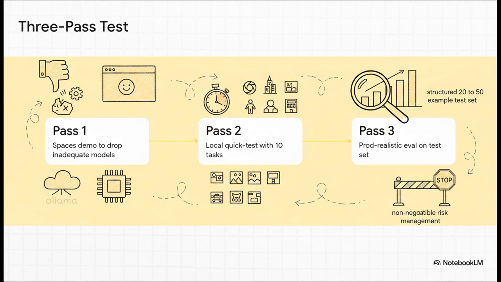No second chances. Step 2, you spend 15 to 30 minutes doing a local quick test, maybe via a Llama or just a really cheap API. Throw 10 highly realistic tasks at it and measure the latency and how well it adheres to your required formats. Finally, Step 3. This is the 1 to 3 hour production realistic eval for your finalist. You run a structured 20 to 50 example test set that actually mirrors your real traffic. This whole 3-pass methodology, it's not just a polite suggestion, it is non-negotiable risk management.